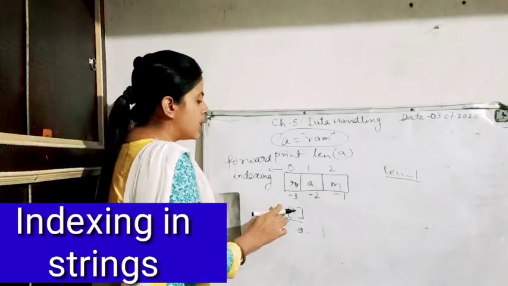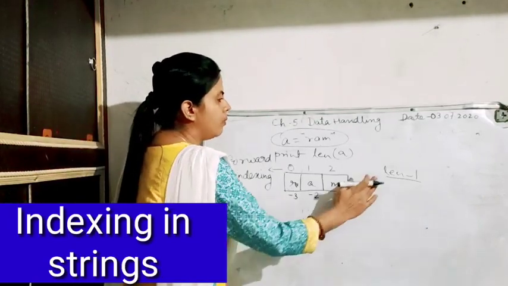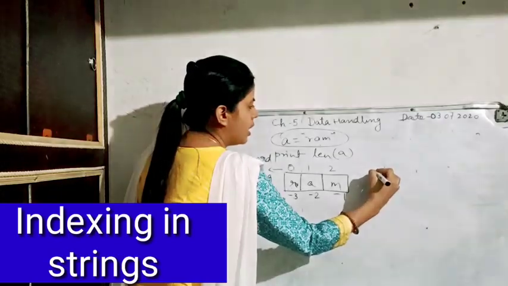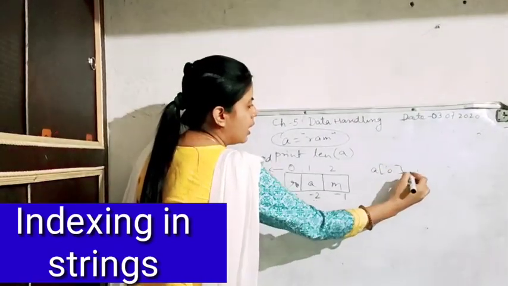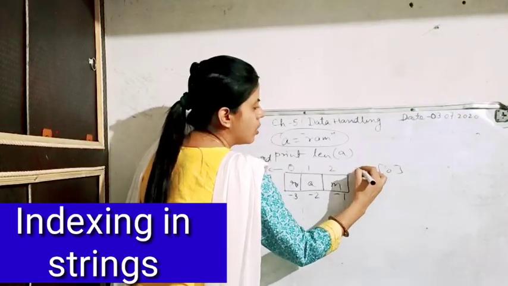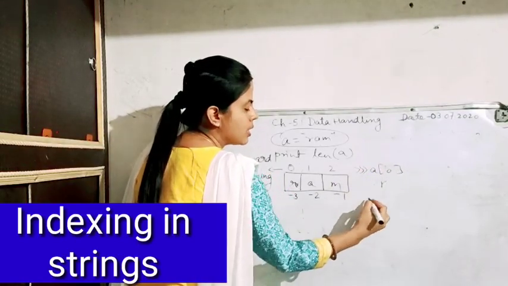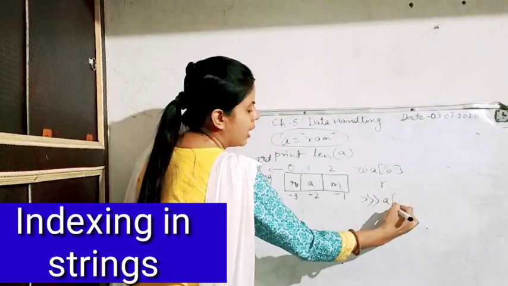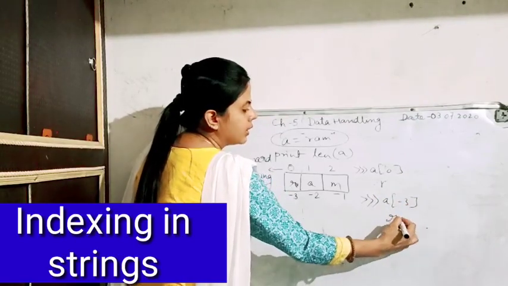So now if I write here like this, suppose I write A is equal to, A 0 position, it is going to give me the answer as R. And if I write here A -3, then also you will get the answer R.